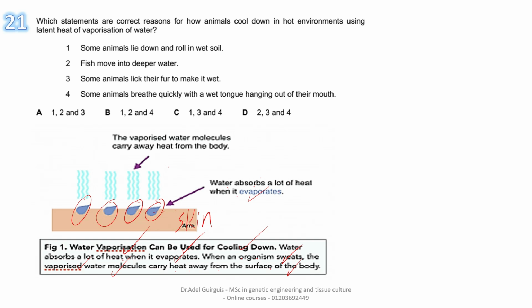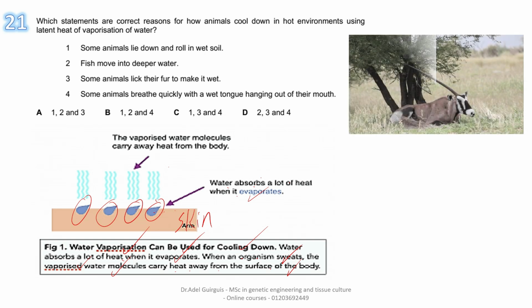Number 1. Some animals lie down and roll in wet soil, like this animal, oryx. It lies in shade in wet soil. At sunset, it becomes active and grazes on plants in this desert. Some animals lie down and roll in wet soil. Why wet? Because water has high latent heat of vaporization.